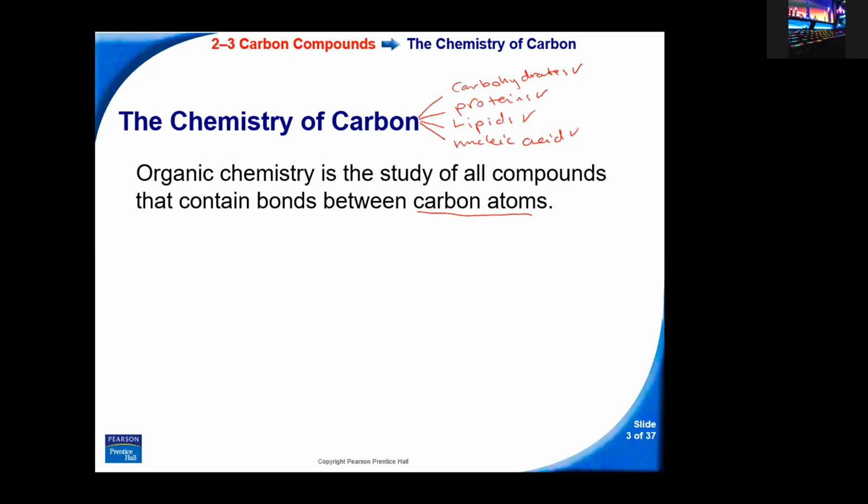What is nucleic acid? Nucleic acid is the DNA and the RNA. If you remember, it's the genetic material which carries the information from parents. These molecules or compounds are found in your cells.